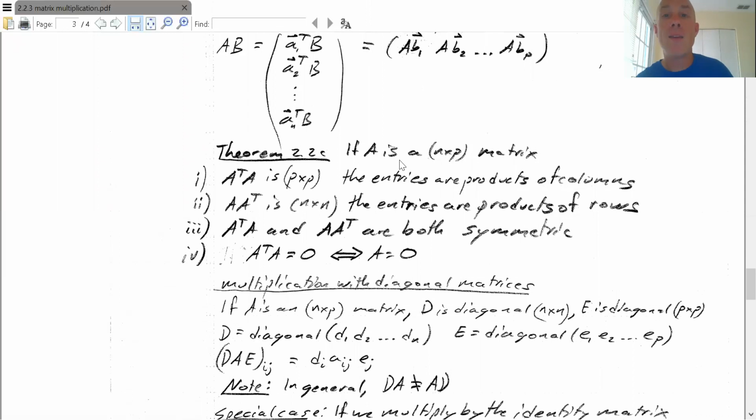All right, if A is an N by P matrix, then A transpose A is P by P. It's the product of the columns. It comes from multiplying columns together in that special manner. A times A transpose is N by N, and the entries are the product of the rows. Both of these products are symmetric, and A transpose A is equal to 0 if and only if A is equal to 0.